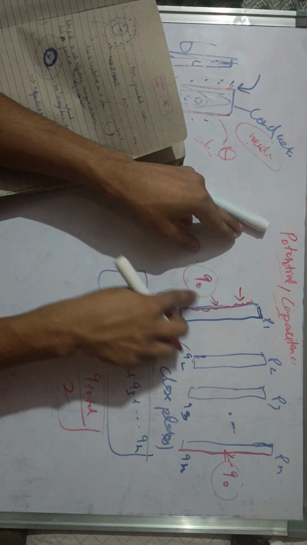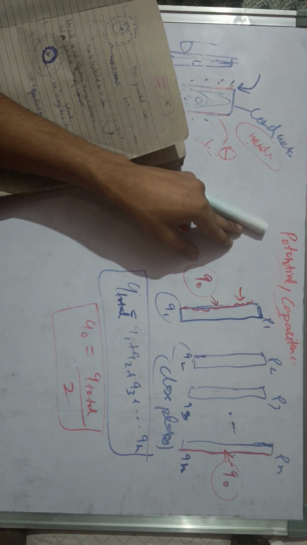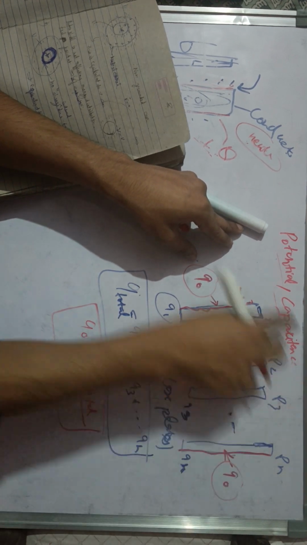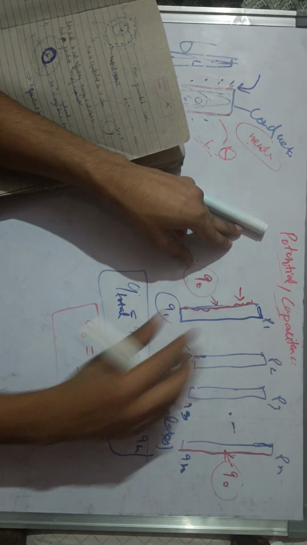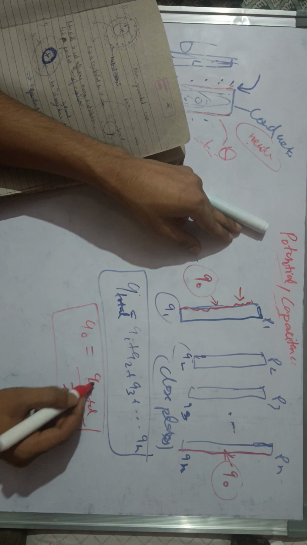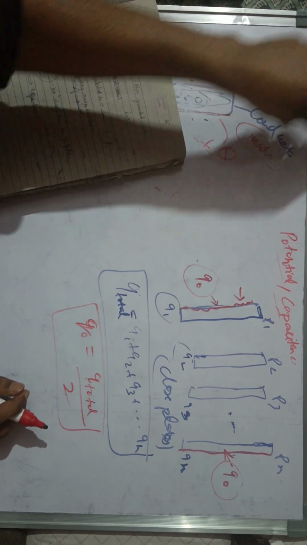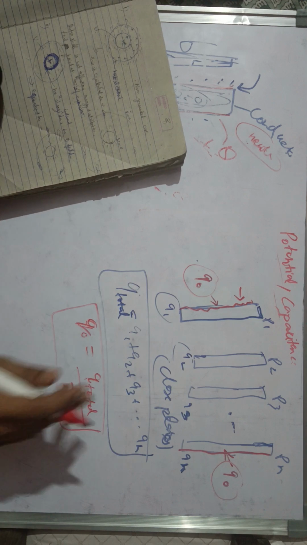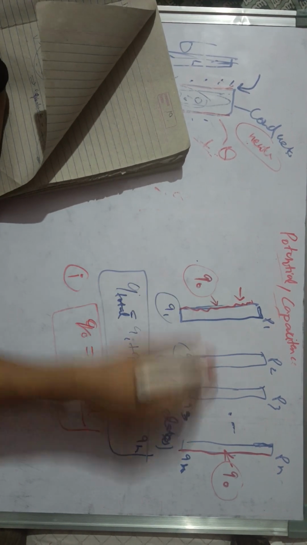This means the total charge stored on this side and on this side is equal to half of the total charge on the whole body. Half of the total charge on the whole body, q total divided by 2. So the charge stored on the outer sides of these two bodies is equal to this. This is the first thing we have.